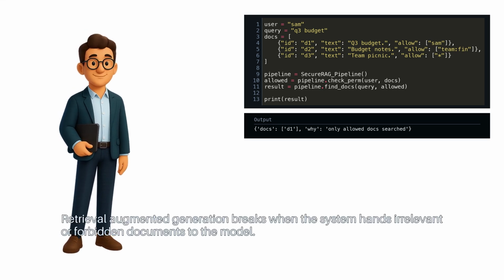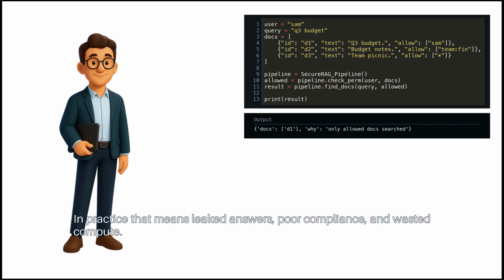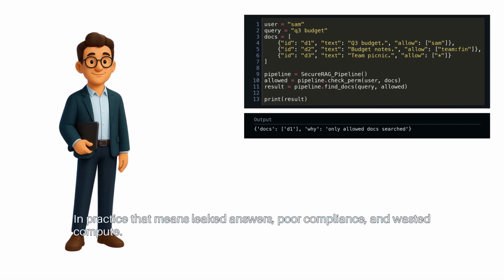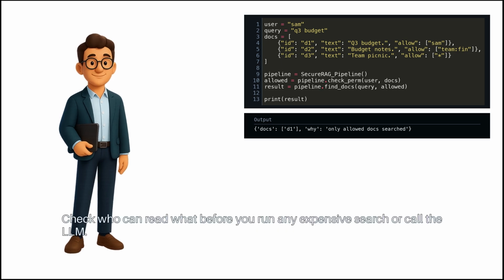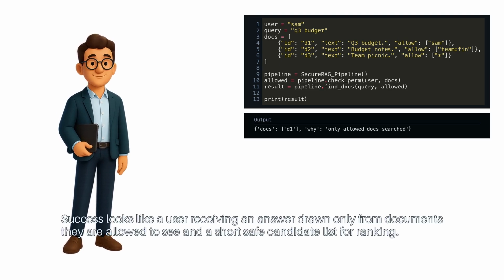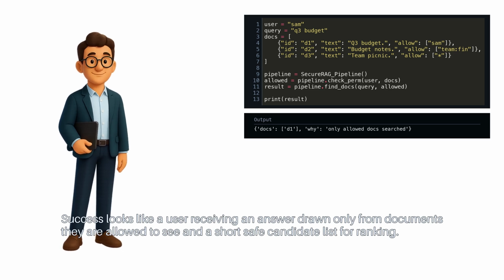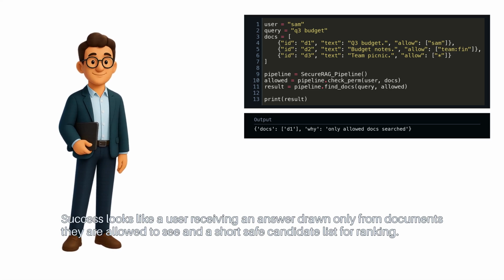Retrieval augmented generation breaks when the system hands irrelevant or forbidden documents to the model. In practice, that means leaked answers, poor compliance, and wasted compute. The idea here is simple. Check who can read what before you run any expensive search or call the LLM. Success looks like a user receiving an answer drawn only from documents they are allowed to see, and a short, safe candidate list for ranking.